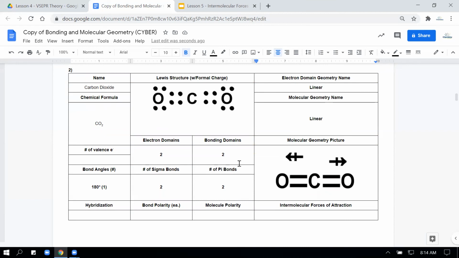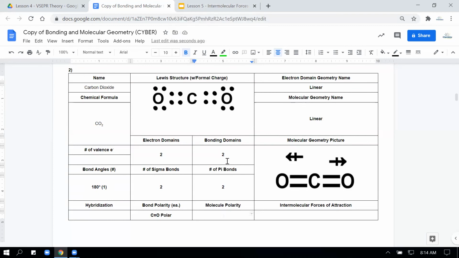Let's take a look at a second example. In this example, we have carbon dioxide. So as you can see, we have a bond between carbon and oxygen. It's actually a double bond. We're going to again say that that bond is polar. In this case, we have linear and linear. So that's these 2 designations here.